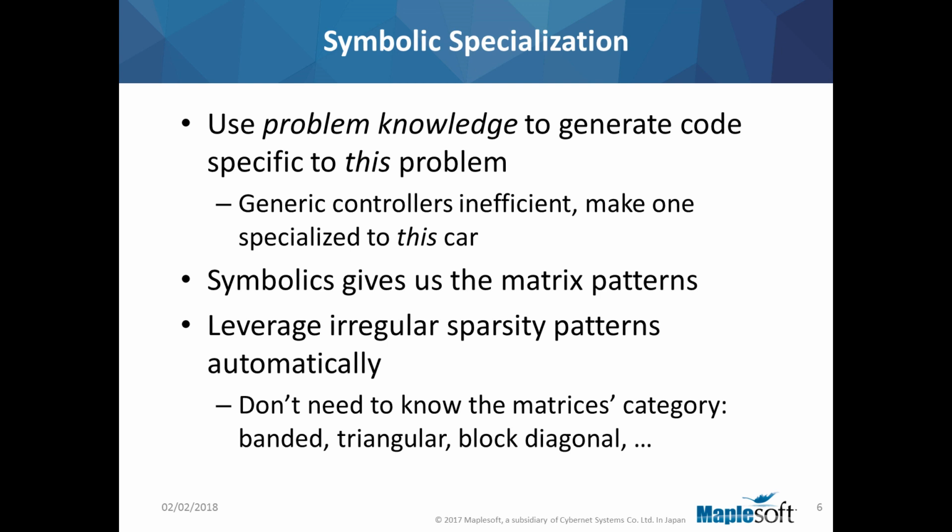So we use symbolics to give us those matrix patterns that I was showing. Then we can use symbolic techniques again to leverage those irregular sparsity patterns automatically. So you don't have to know what kind of matrix you have, or what special category it might fit into, so that you can choose the best matrix multiplication technique. It could be a completely irregular, random-looking sparsity pattern, and the symbolic techniques will be able to pick up on that and get you faster code using that knowledge.